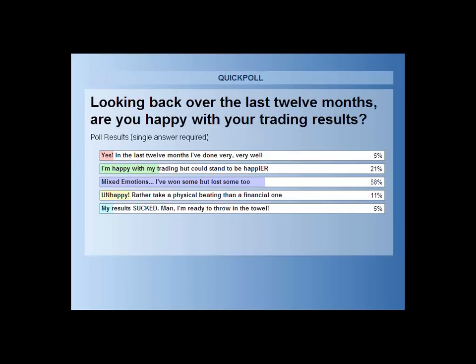And this one's a little bit better. Now, we only see 5% of you that are really satisfied with your trading results over the last 12 months, and that's what we want to try to correct. 21% of you are happy, but you could stand to be happier, and that's good. We're going to have a solution for you as well. What we're going to give away for free in this presentation is probably going to help you as well improve your trading results. Now, 58% of you have mixed emotions.